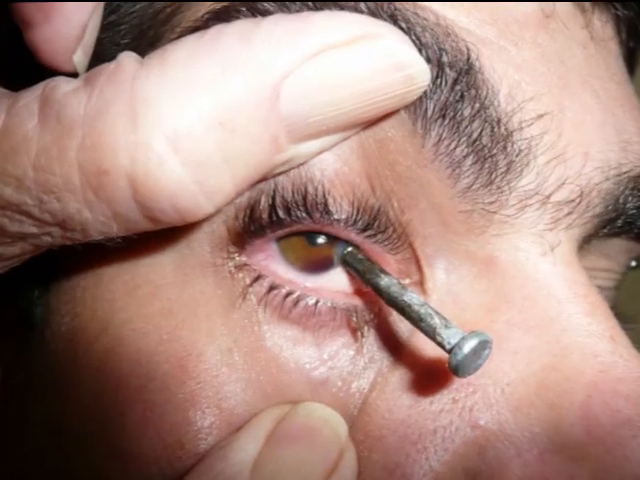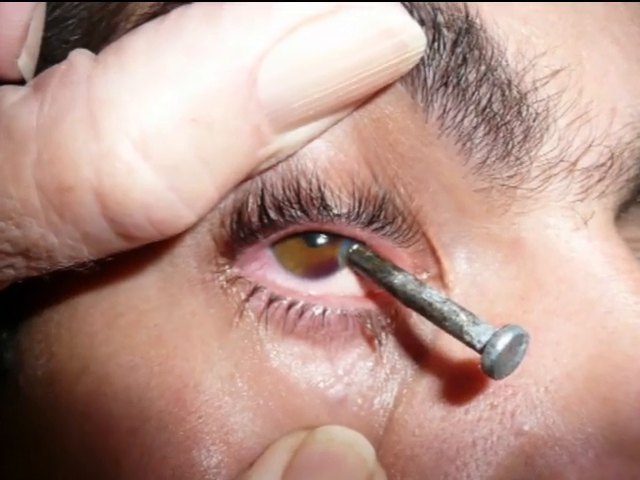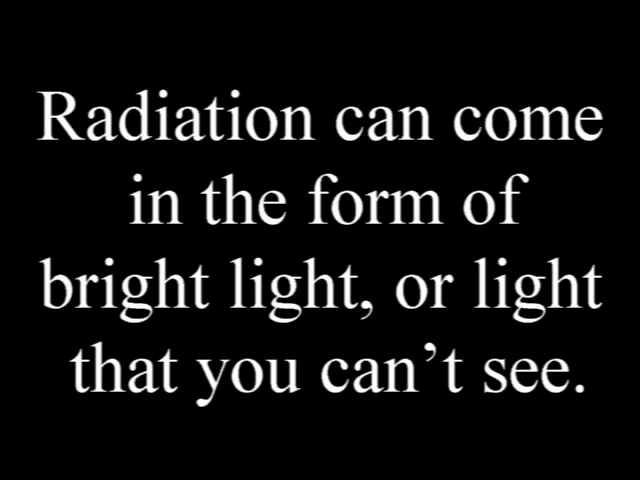Now, a really good pair of Z87s will not help you if a 16-pound bowling ball is headed toward your eye. But almost all injuries that make it to the emergency room could have been prevented by a pair of Z87s. Another area of eye hazards is radiation. Radiation can come in the form of bright light, or light that you can't see. Perhaps you have experienced a bright light, and for a moment you were blinded.